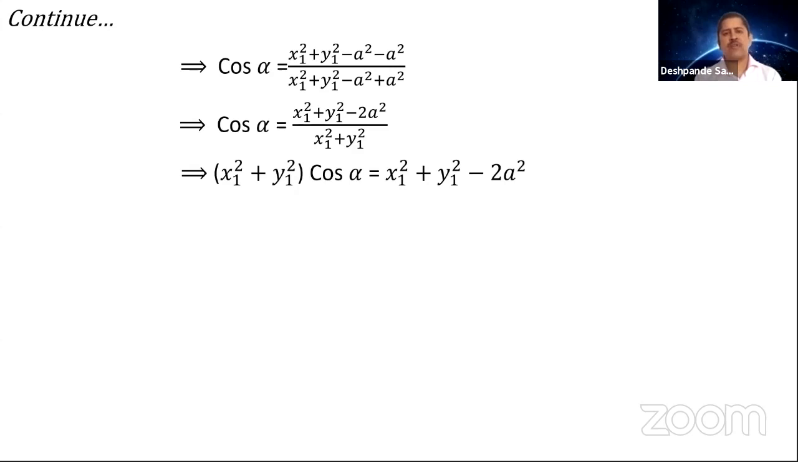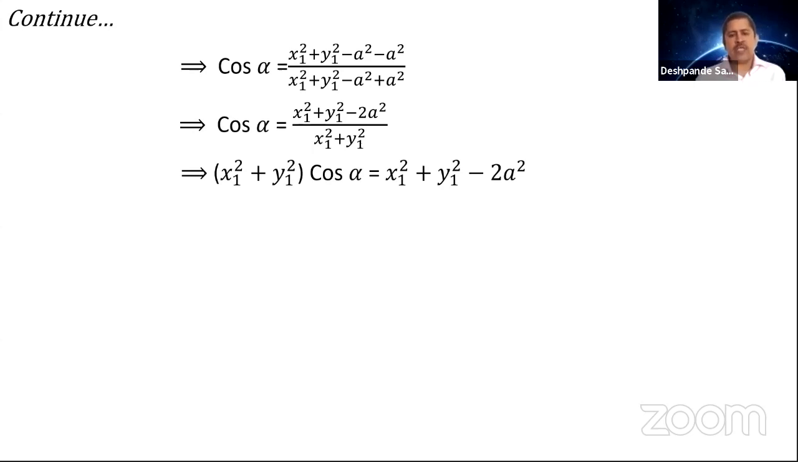So the denominator x1 square plus y1 square minus a square has gone, with the other denominator having the same term. So you get x1 square plus y1 square minus a square in the numerator, and in the denominator x1 square plus y1 square minus a square plus a square. You see that there is a minus a square and a plus a square. You can cancel off these two, and minus a square minus a square is minus 2a square. So you get x1 square plus y1 square minus 2a square divided by x1 square plus y1 square.